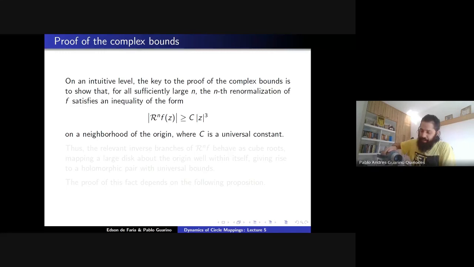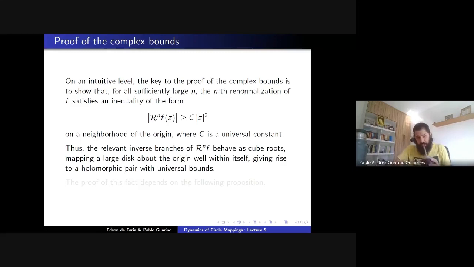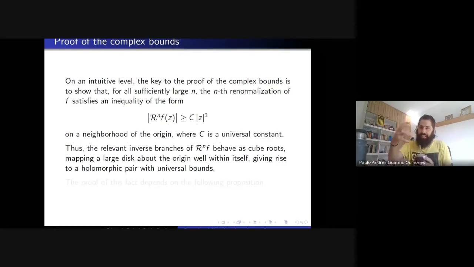So this estimate is what you want to prove, because if this is true, as written here, it means that the inverse branches behave as cube roots. And then you will have what we want, that the domains of eta and psi will be compactly contained, well within contained inside the codomain. And then this will give you the bound for the modulus. So the main technical point is to prove an estimate like this, okay?